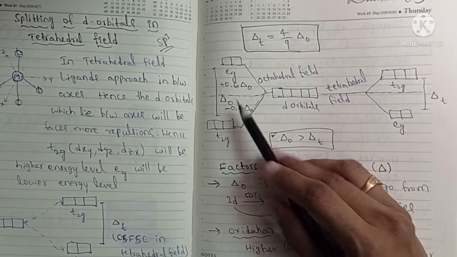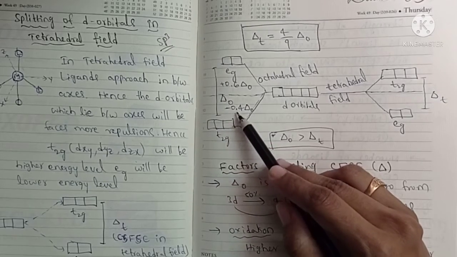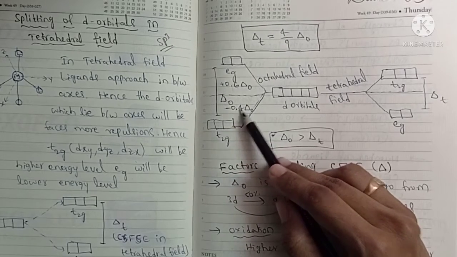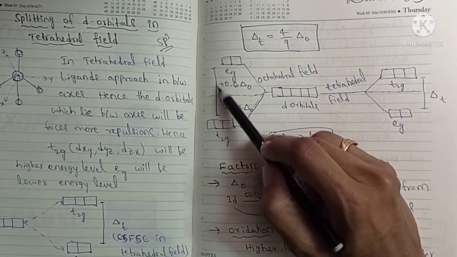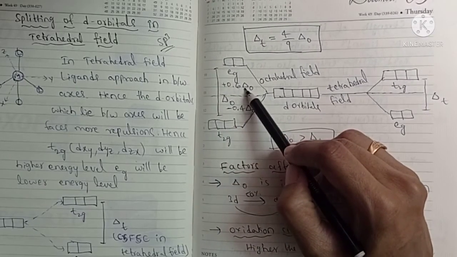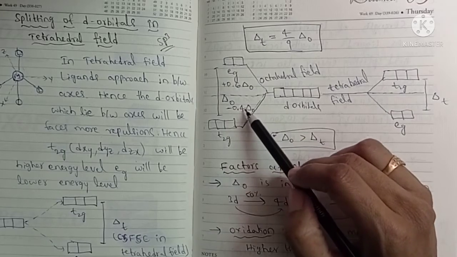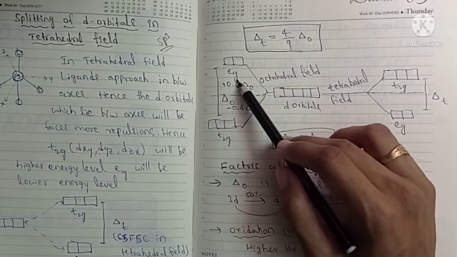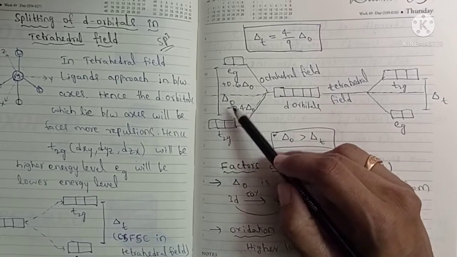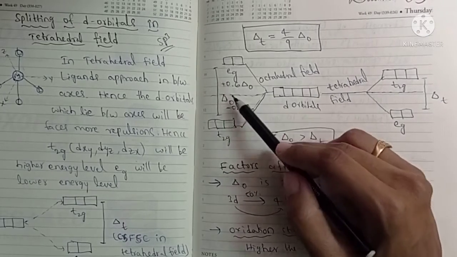Here this gap is given by minus 0.4 delta O, and this gap is given by plus 0.6 delta O. These values are important in calculation of CFSE. The gap is very small when compared to this gap.